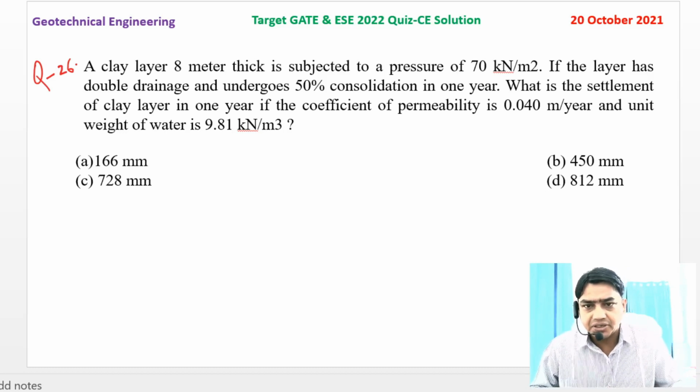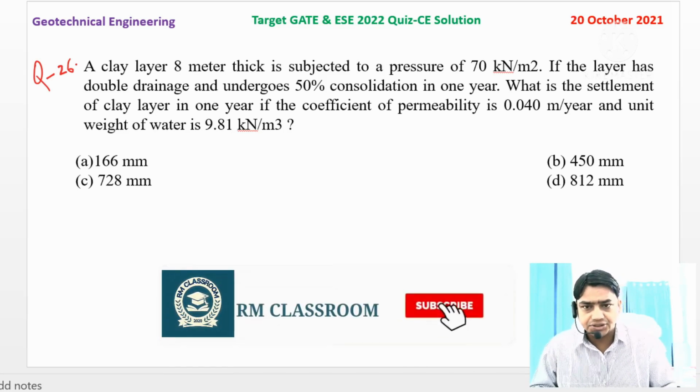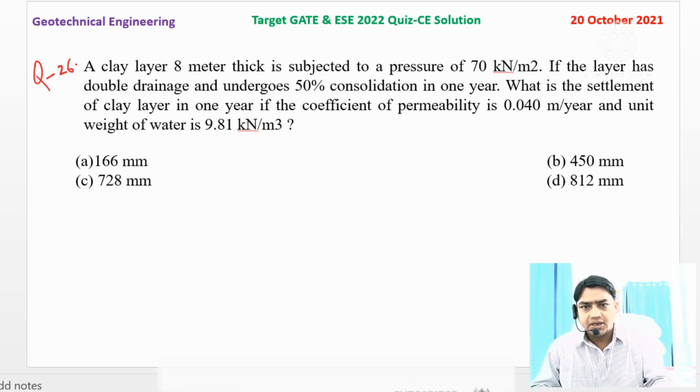So yesterday I uploaded a question related to geotechnical engineering. The question was: a clay layer of 8 meter thickness is subjected to a pressure of 70 kilonewton per meter square. If the layer has double drainage and undergoes 50% consolidation in 1 year, what is the settlement of the clay layer in 1 year if the coefficient of permeability is 0.04 meter per year and the unit weight of water is 9.81 kilonewton per meter cube? The options are 166 mm, 450 mm, 728 mm and 812 mm.